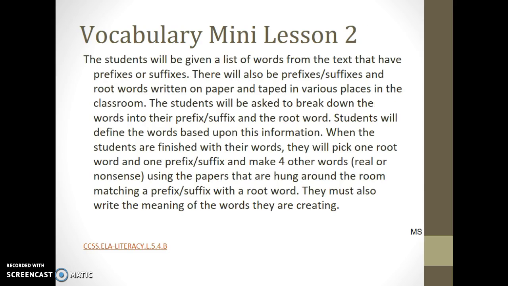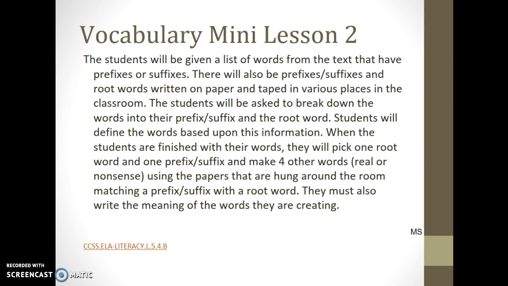Vocabulary Mini Lesson 2. The students will be given a list of words from the text that have prefixes or suffixes. There will also be prefixes or suffixes and root words written on paper and taped in various places in the classroom. The students will be asked to break down the words into their prefix or suffix and the root word. Students will define the words based upon this information.